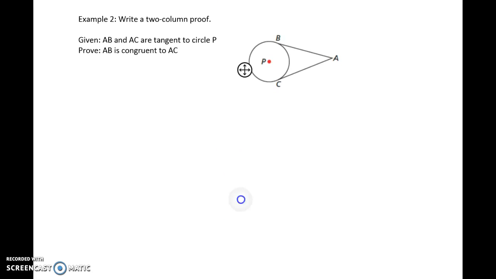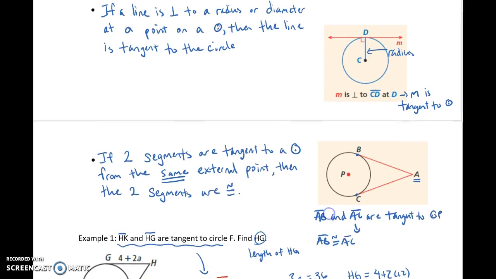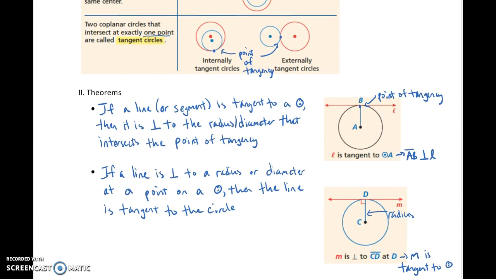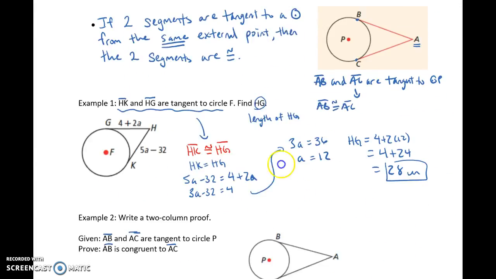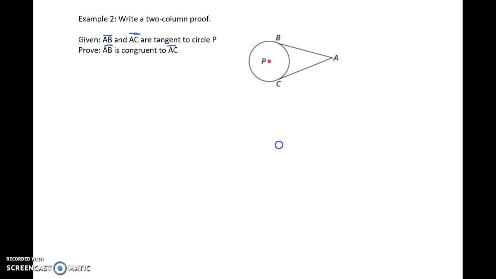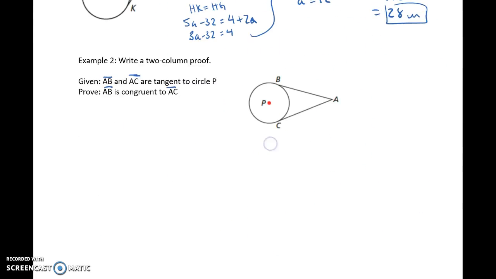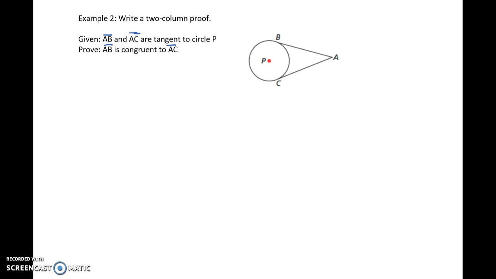All right, two-column proof. Given that AB and AC are tangent to circle P, prove that AB is congruent to AC. So we are proving this proof. Before we jump into this, one thing I want to remind you, we did have other theorems. So in your assignment to go with this section, make sure you reference that, the 90 degrees and stuff. So that is important. If we had problems where you're solving for the angle here at, let's say, K or whatever, that's 90. So just, again, keep that in mind. We don't have time to do examples for everything, but we want to make sure we know those theorems.